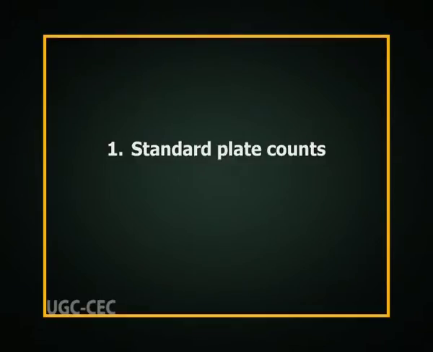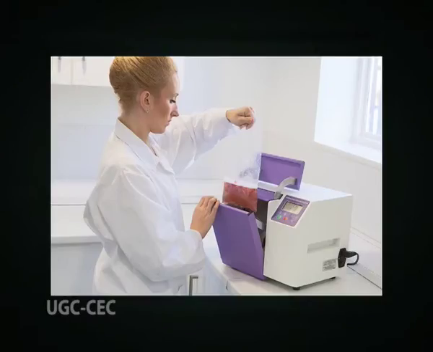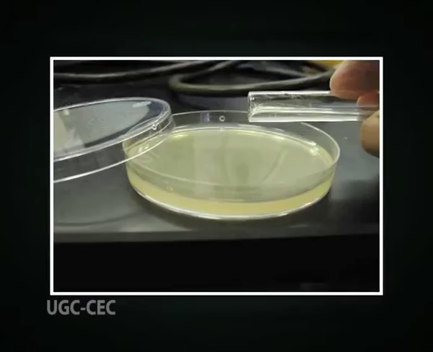First, standard plate count for viable cells. By the conventional standard plate count method, portions of the food samples are blended or homogenized, serially diluted in an appropriate diluent, and plated in or onto a suitable agar medium.